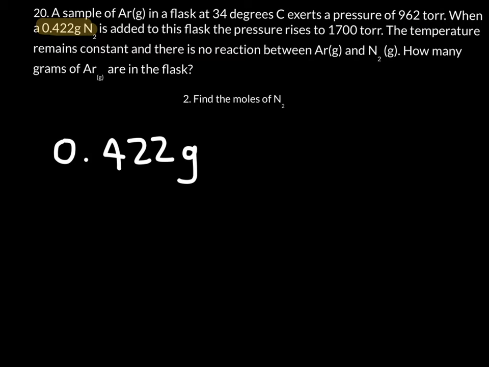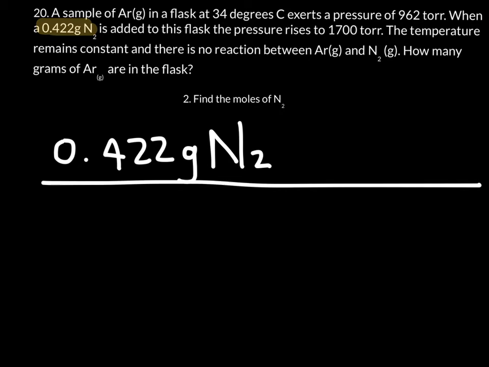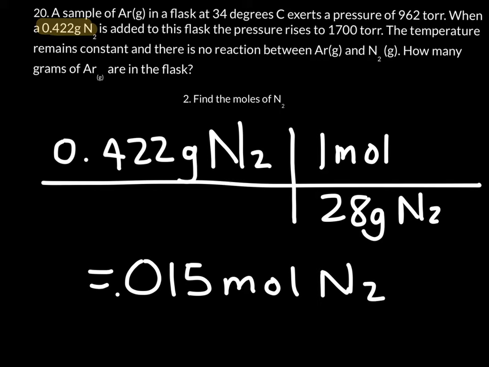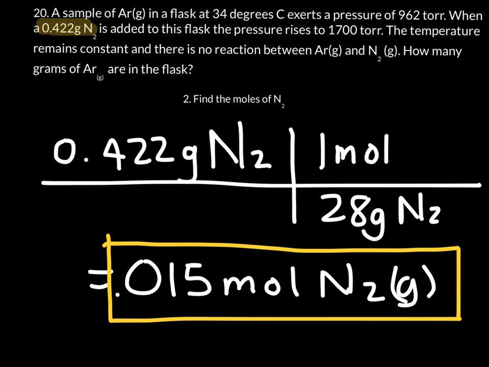So we've been given 0.422 grams of nitrogen gas, and to convert into moles, we divide by its molar mass, which is 1 mole over 28 grams of nitrogen gas. And then we get 0.015 moles of nitrogen gas. Ta-da!